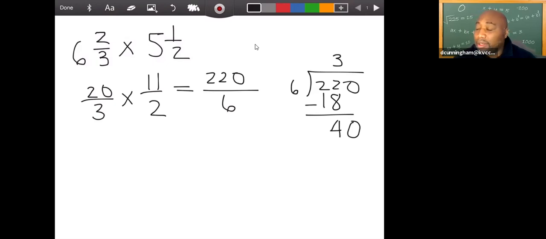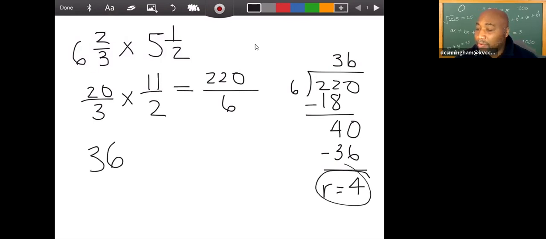So let me see. I know 5 times 6 is 30, 6 times 6 is 36. Oh, let me use 6, because I know 7 would be too big. So 6 times 6 is 36. Subtract again. We end up with a 4. That's our remainder. There are no other numbers to carry back down. So we end up with 36, and our remainder 4 over our divisor, 6.